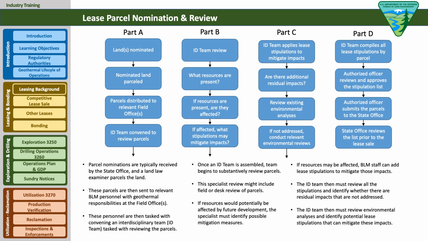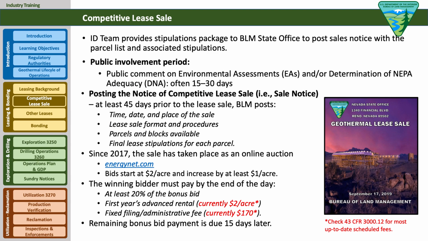Finally, in Part D, the ID team compiles all lease stipulations by parcel. The authorized officer reviews and approves the stipulation list and submits the parcels to the state office. The state office reviews the list prior to the lease sale. After review and determination of the final leasing stipulations, the ID team provides the stipulations package to BLM state office adjudication staff, who then post the sales notice with the parcel list and associated stipulations for each.